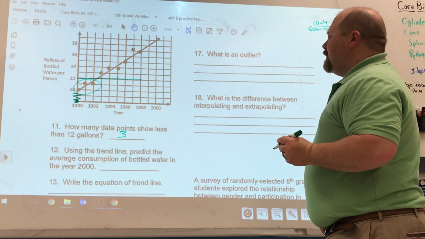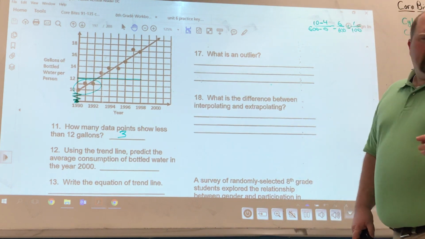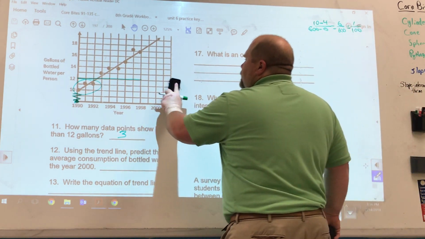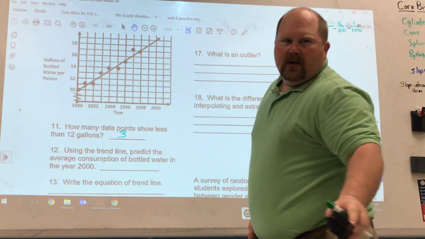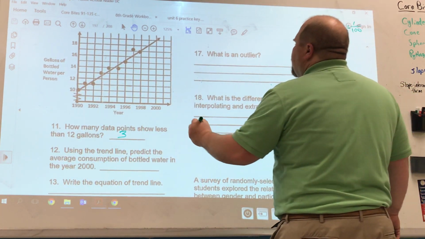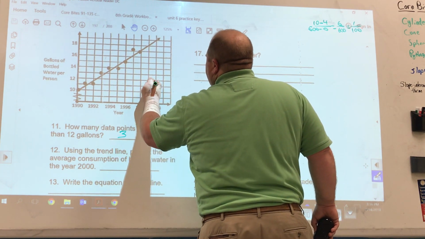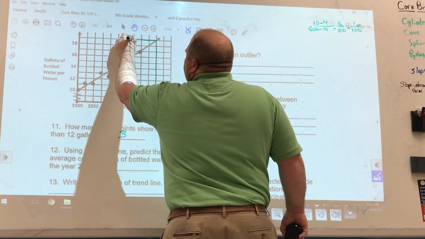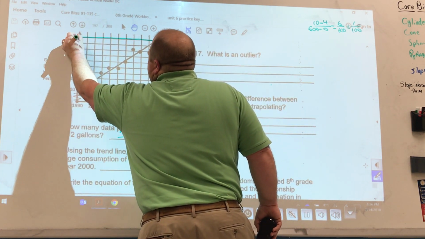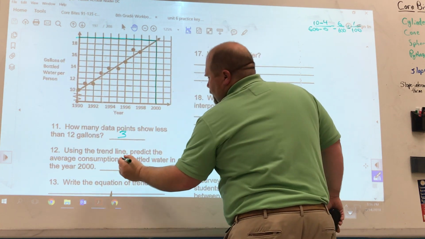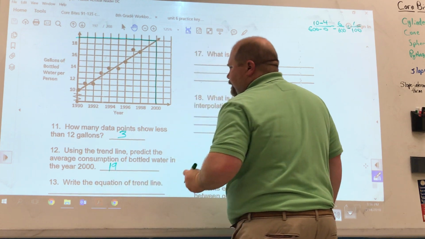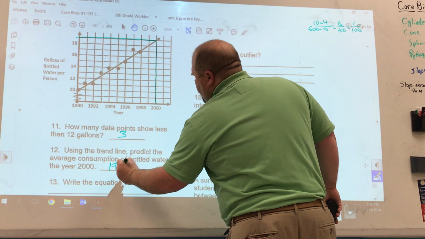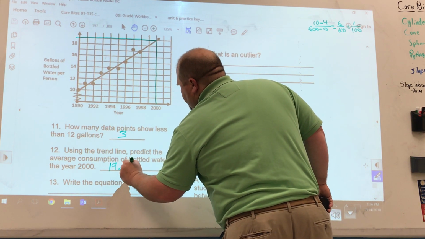Using the trend line, predict the average consumption of bottled water in the year 2000. So all we need to do is go to the year 2000 and go up until we meet the trend line, and then go to our left to predict that amount. So we hit the trend line here, we go across, and that would be 19. So 19. And in this case, it would be gallons of bottled water. So you could even say 19 gallons.